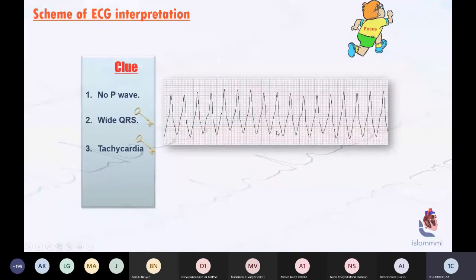And why do we call it ventricular? Because it's wide. Why do we call it tachycardia? Because the heart rate is very fast. So this is ventricular tachycardia.